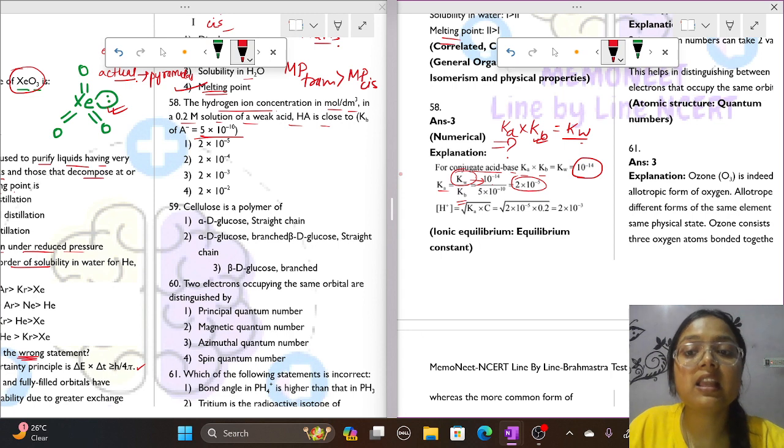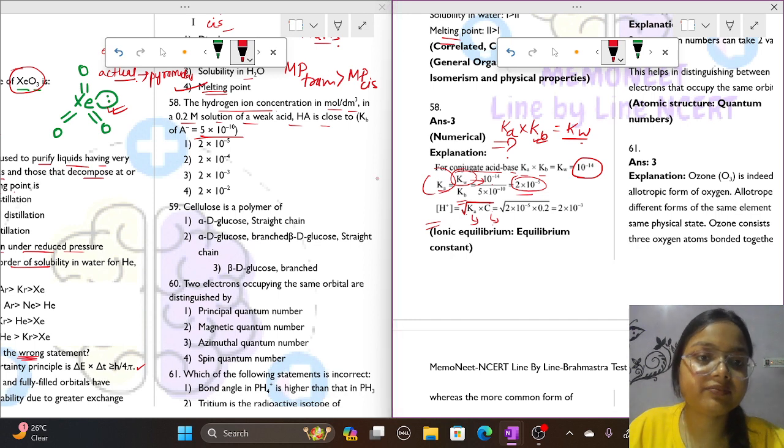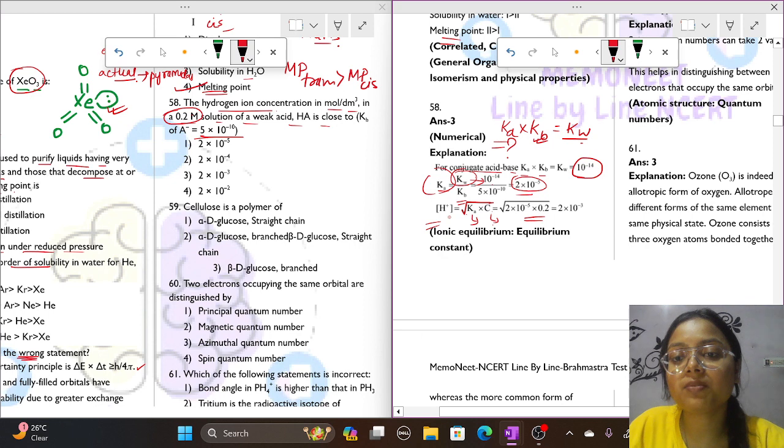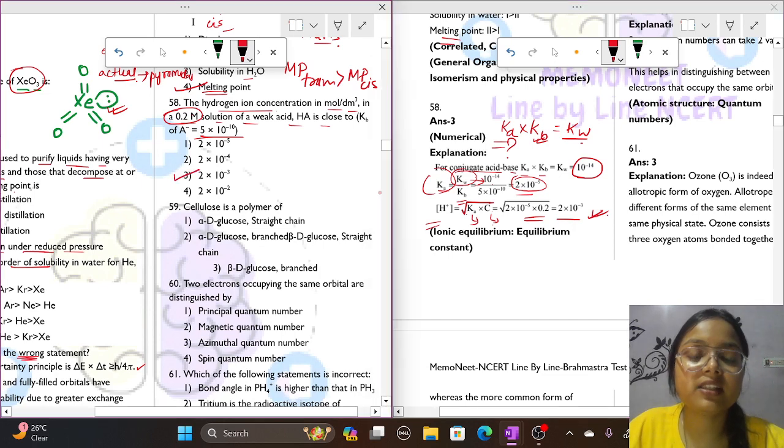Putting these values, we get Ka equals 2 into 10 to the power minus 5. For the hydrogen ion concentration, the formula uses the square root of Ka into C. Ka we have found as 2 into 10 to the power minus 5, and C is given in the question as 0.2 molar. On putting these values, we get 2 into 10 to the power minus 3. So option number 3 is the correct option here. Let's move on to the next question.